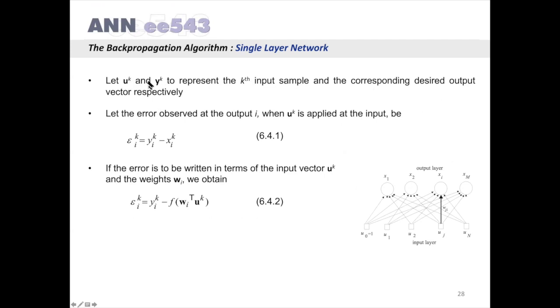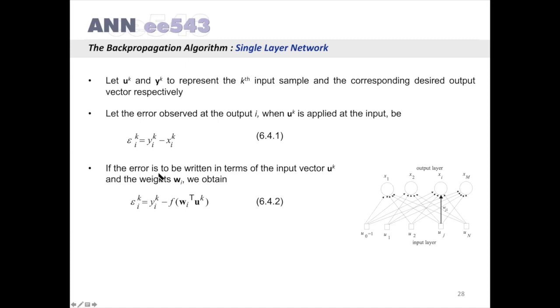Let vector uk and yk represent the kth input sample and the corresponding desired output vector respectively. This is the kth sample and this is the desired output vector. Let the error observed at the output i when uk is applied at the input be epsilon ik. The error here is the ith component of the desired output yk minus the actual output, the ith component of the output when uk is applied at the input.